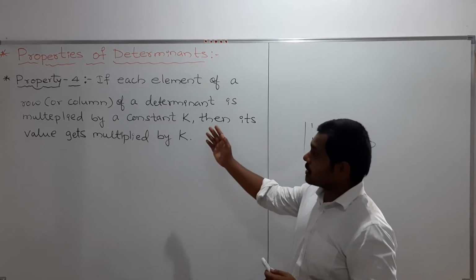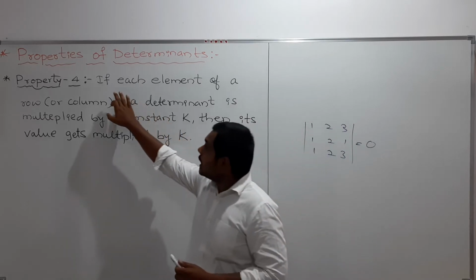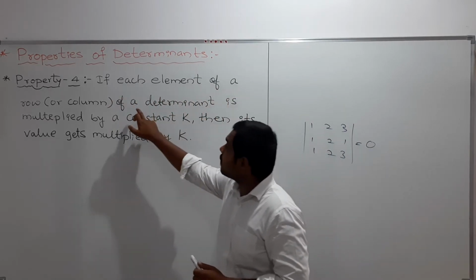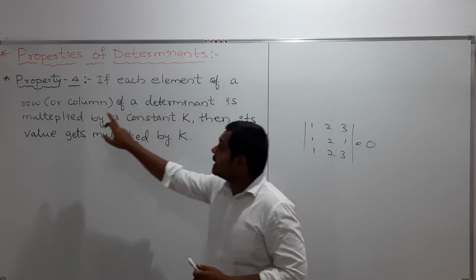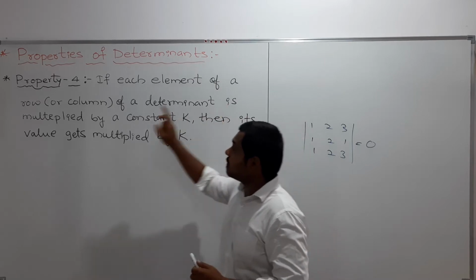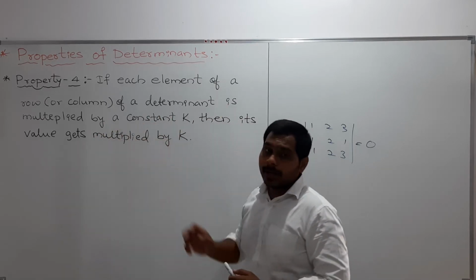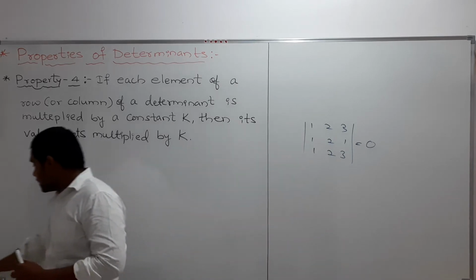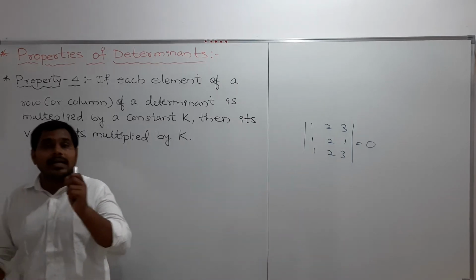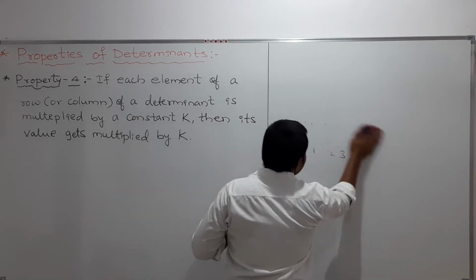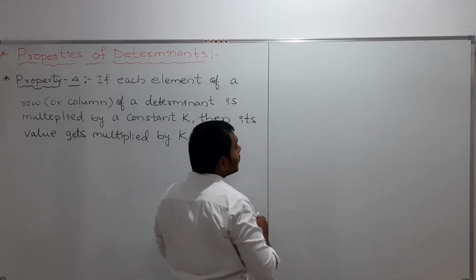Property number 4 says, if each element of a row or column of a determinant is multiplied by a constant k, then its value gets multiplied by k. This is the statement. Now, before verifying this property, I will take one example so that you can clearly understand.